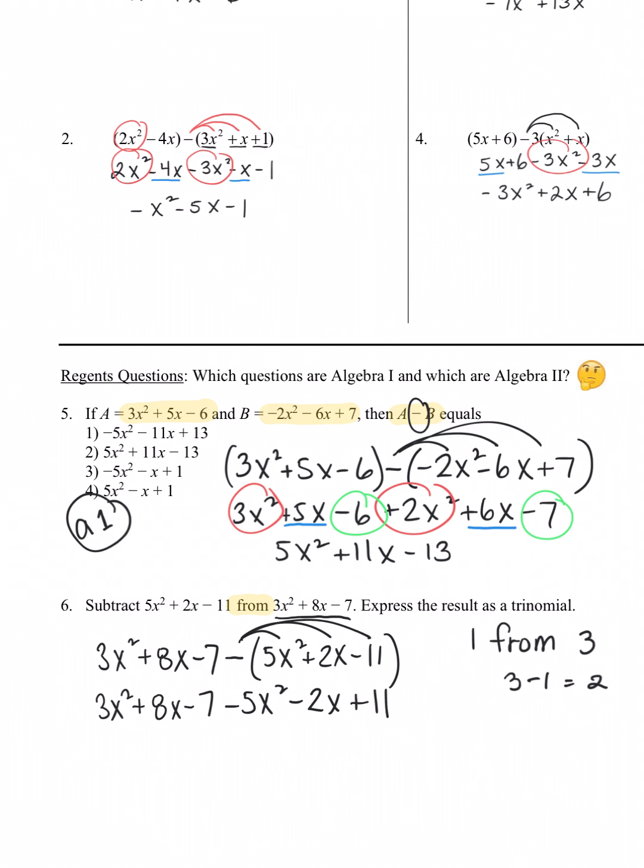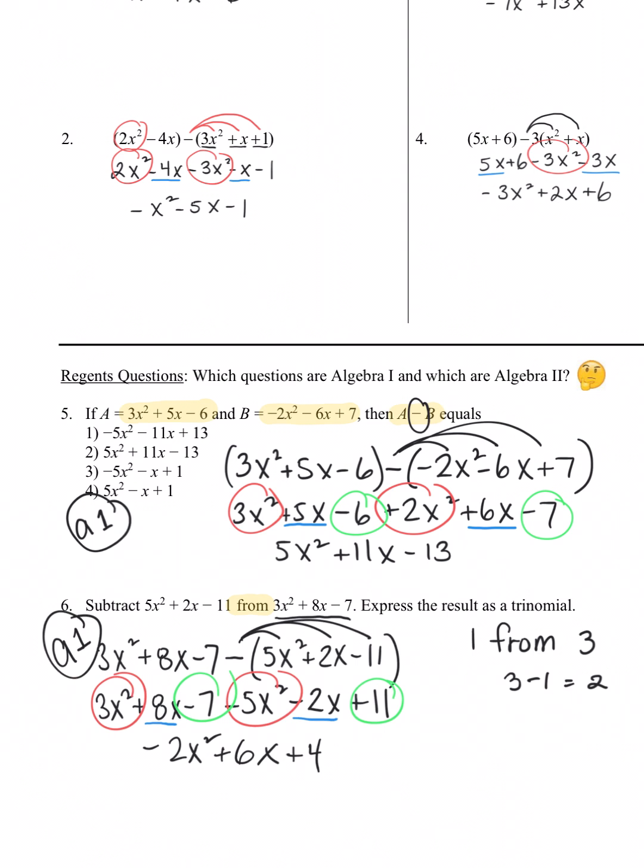All right, let's add our like terms. 3x squared minus 5x squared, that's going to get us a negative 2x squared. I have an 8x minus 2x, that's going to give us a 6x. And lastly, I have a negative 7 plus 11, which is going to give us a 4. All right, was it Algebra 1 or Algebra 2? This was another Algebra 1 question.